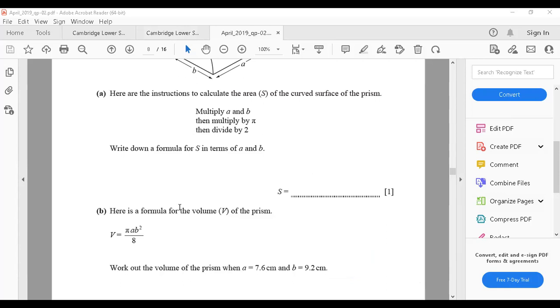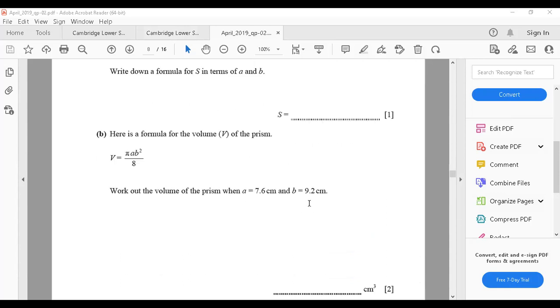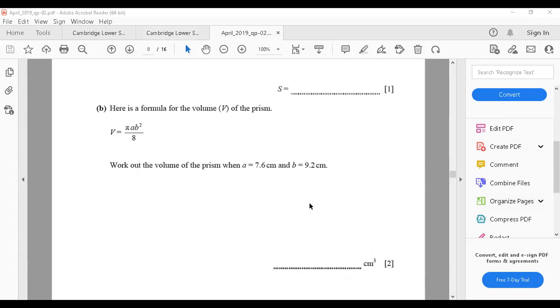He said that here's the formula for the volume. Work out the volume of the prism A and B. So he asked me to substitute the value of A and B instead of this value. So I just will enter all this data into the calculator.